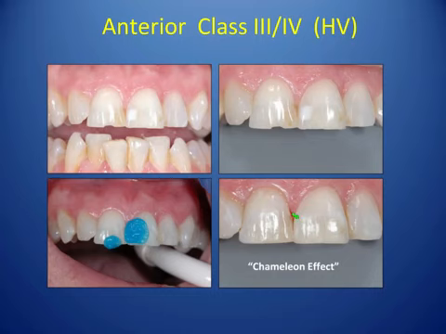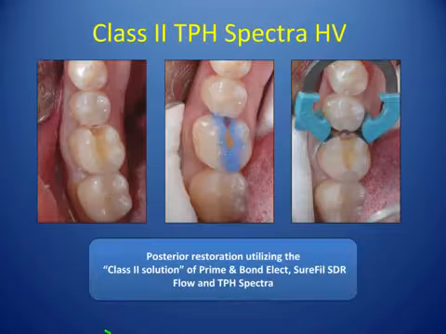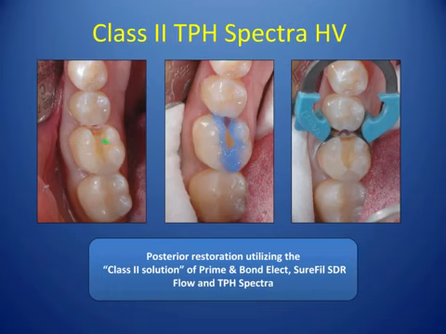Looking at that solution together, here we've got a posterior application, a class 2, using the selective etching technique, Palodent Plus as the matrix system. Again, here's our sectional matrix ring, good adaptation, good contact of the matrix against the adjacent tooth, and a high probability of success for this restoration.